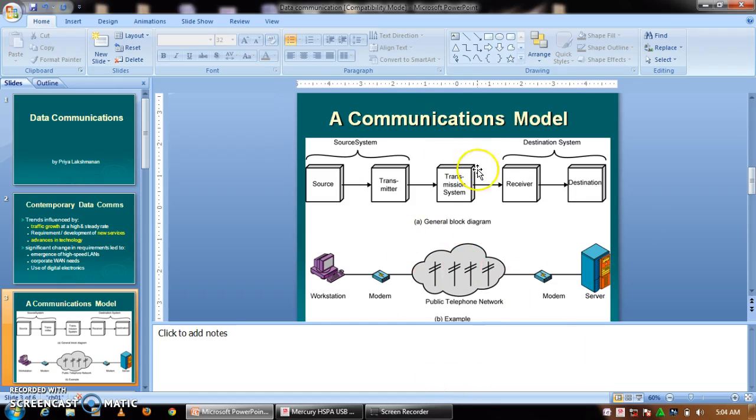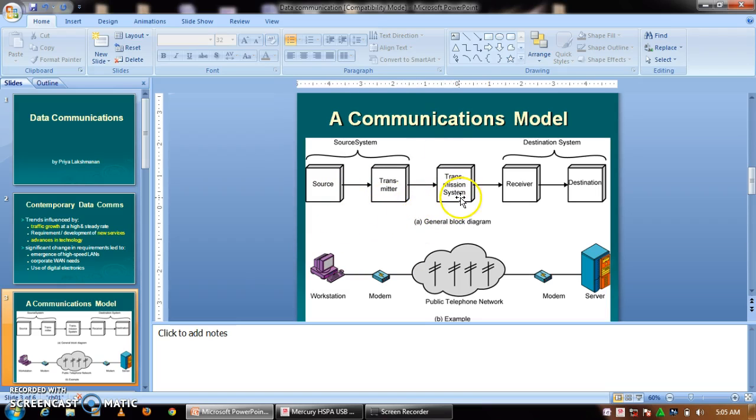These are the key elements of the model. Let me see them one by one. The key elements of this model are source, transmitter, transmission system, receiver, and destination. So let's see what each of the key elements does. First, the source generates data to be transmitted. The transmitter converts data into transmittable signals. First we generate data to be transmitted, and then we convert data into transmittable signals.